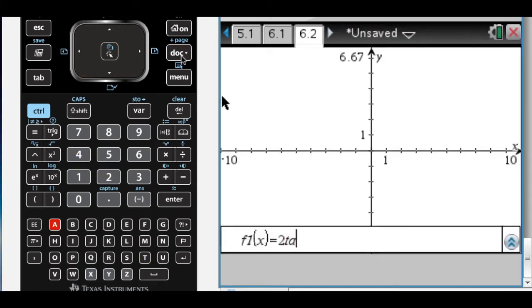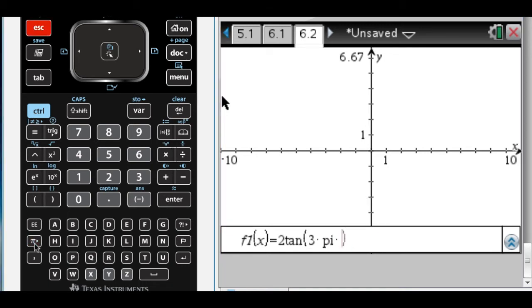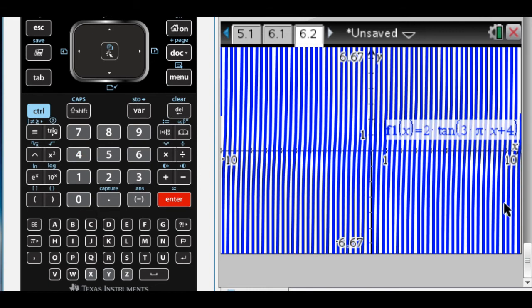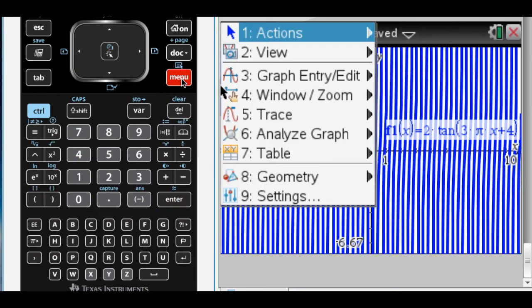And the function is 2 tangent of 3 times pi. So I'm typing pi, but there's a pi button right there. I'm typing it because it's actually faster on the keyboard to just type it. x and then plus 4. So, holy cow, it's very small.